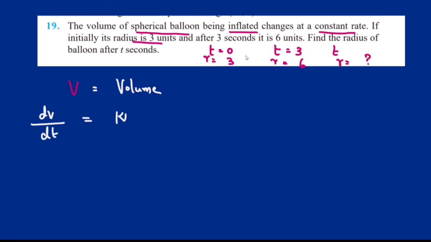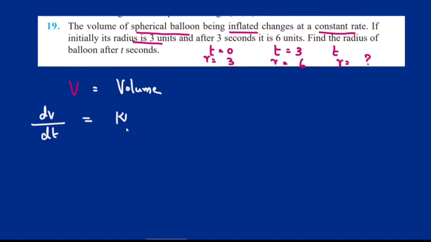t is 0, r is 3; t is 3, r is 6. We use these values to find the constants. There will be two constants actually, because already one constant is there, k, and when you integrate, you will get another constant. To find the two constants, they have given two values here. Okay, so let us write now.